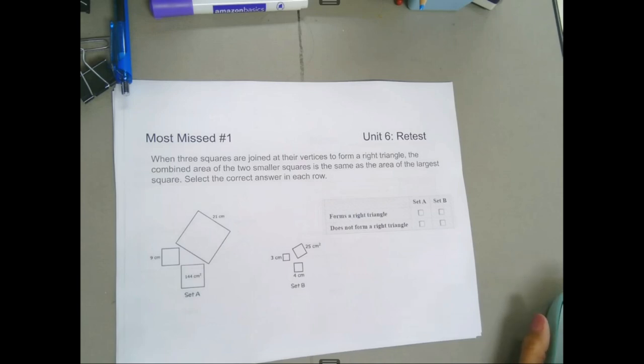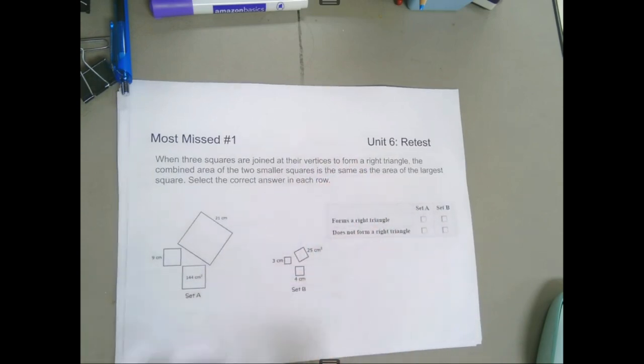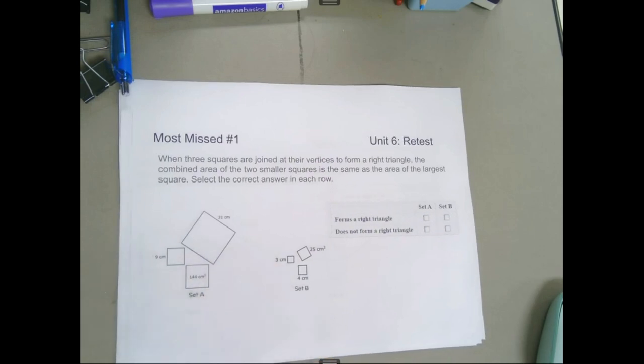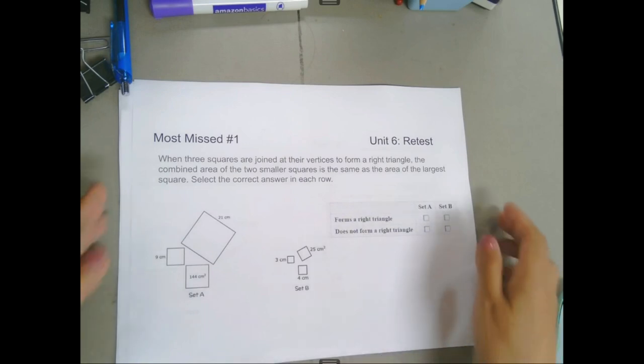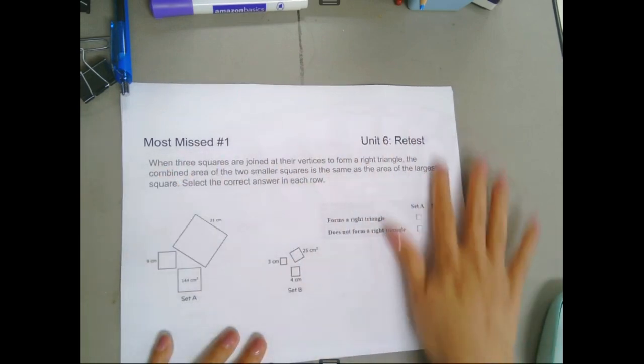Alright guys, this is the retest for Unit 6, two-dimensional geometry. Make sure that you're working the questions with me on the paper and you're answering the questions on the Edpuzzle. We are looking at both the paper and the Edpuzzle to make sure that you're going to get the right grade, okay? So, most missed question number 1.